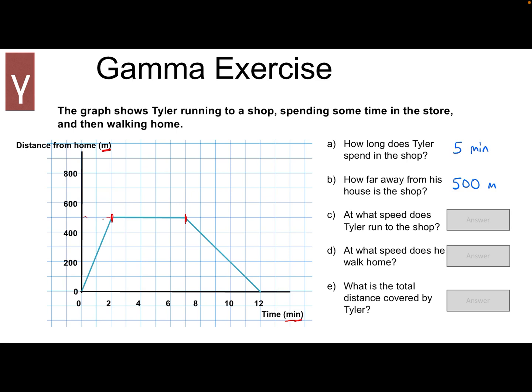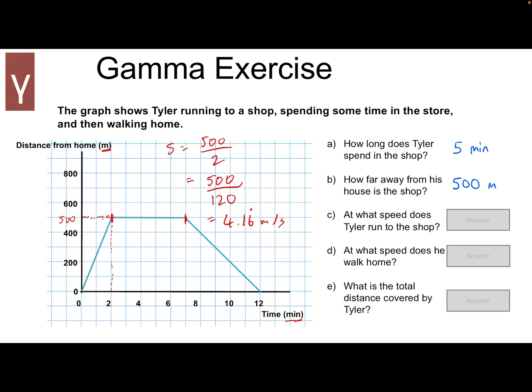At what speed does Tyler run to the shop? So the distance is 500 meters. So speed equals 500 meters over 2 minutes. We're never going to do that. We're not going to do it in meters per minute. We'll do it in meters per second. Well, 500 divided by, what's 2 minutes? That's 120 seconds. So 500 divided by 120 is equal to 4.16 recurring meters per second.